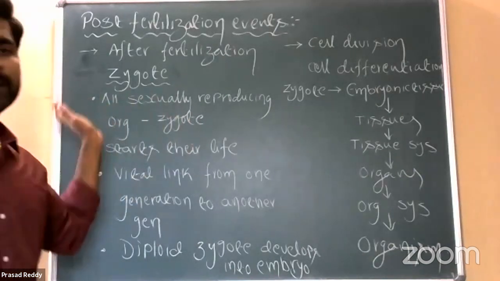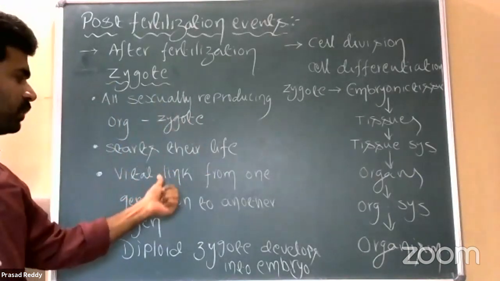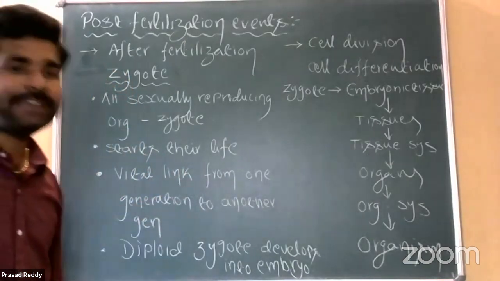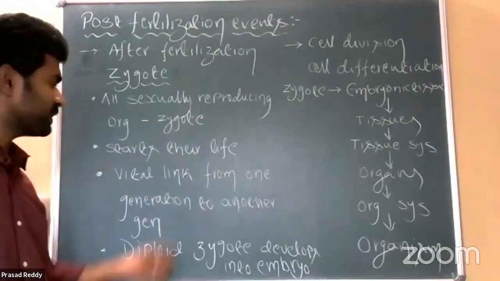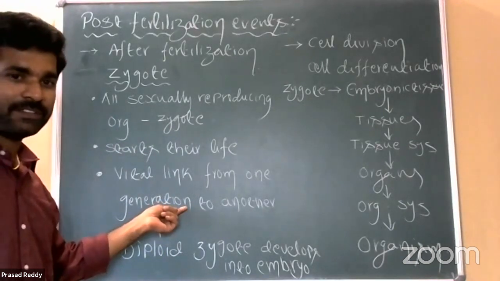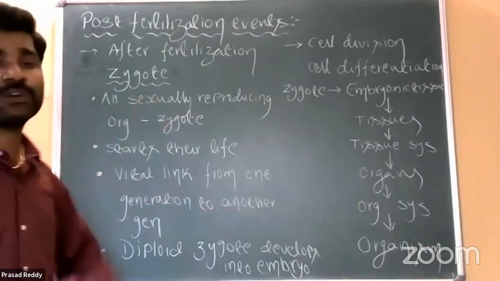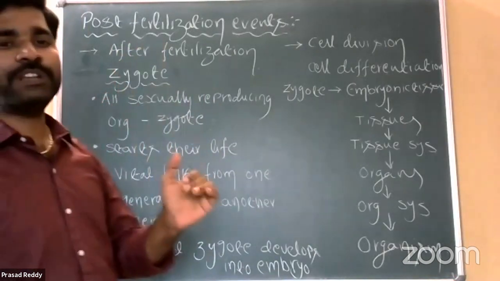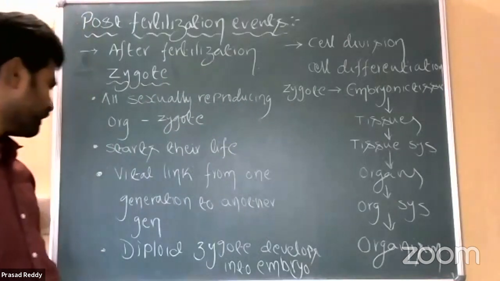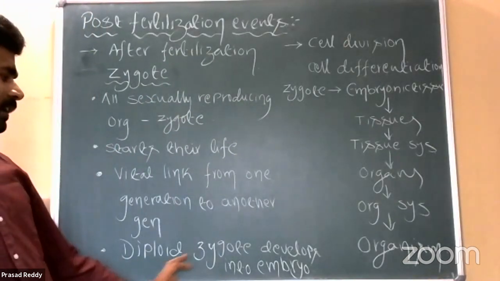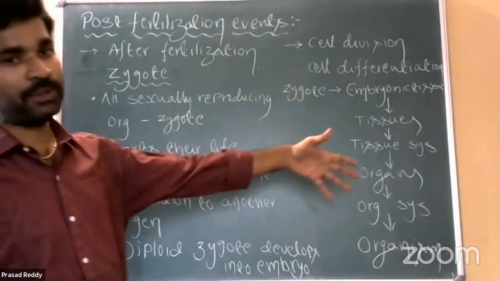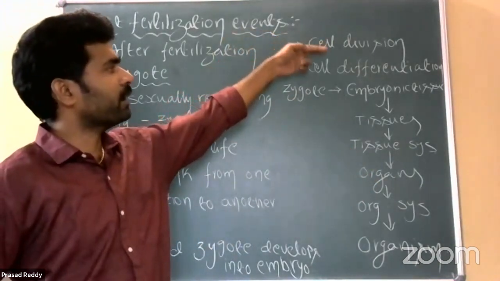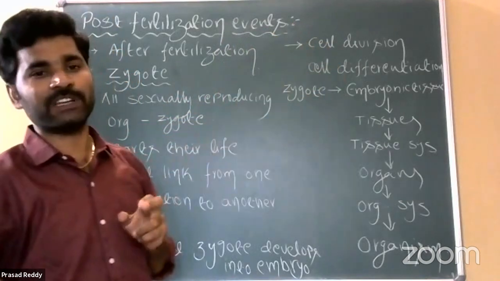It is a connecting link between one generation and another generation. So it is a connecting link or vital link from one generation to another generation. It is also responsible for continuity of species. And this diploid zygote gradually develops into embryo. Before it develops into embryo, the zygote undergoes cell division and cell differentiation.